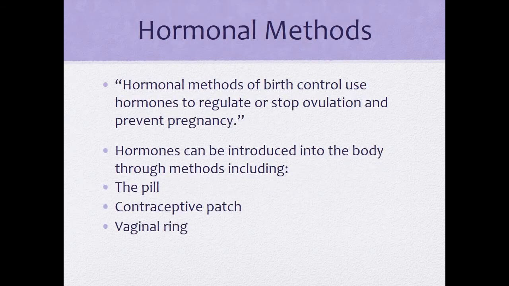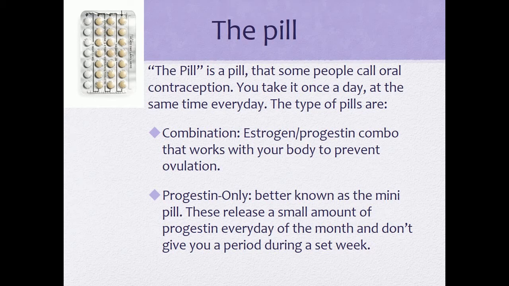Hormonal methods. Hormonal methods of birth control use hormones to regulate or stop ovulation and prevent pregnancy. Hormones can be introduced into the body through methods including the pill, contraceptive patch, vaginal ring. The pill. The pill is a pill that some people call oral contraception. You take it once a day, at the same time every day. The types of pills are combination, an estrogen/progestin combo that works with your body to prevent ovulation. Progestin only, better known as the mini pill. These release a small amount of progestin every day of the month and don't give you a period during a set week.